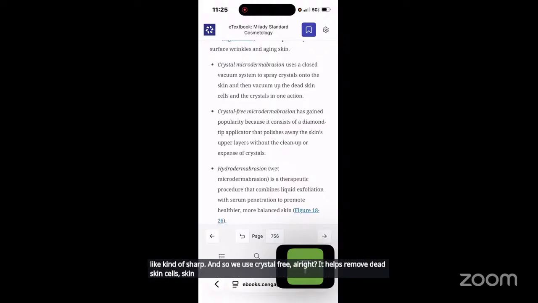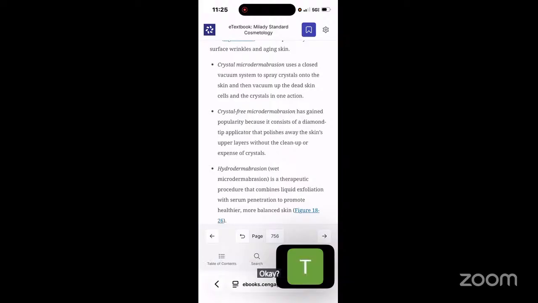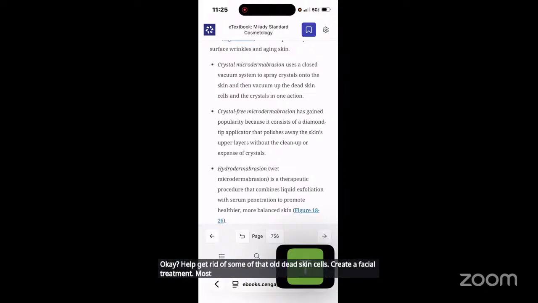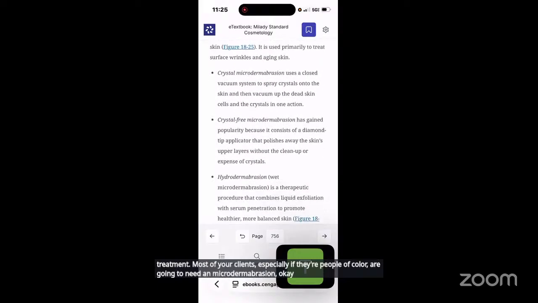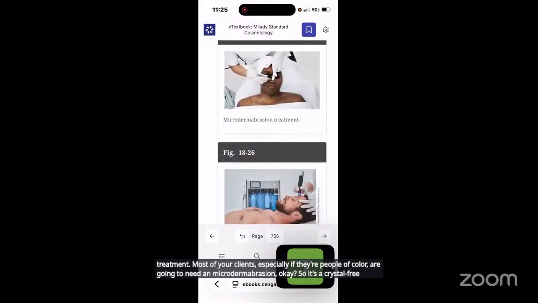A lot of times, many individuals don't need an enzyme or chemical peel. They could really use a microdermabrasion. Okay, it helps get rid of some of their old dead skin cells. Create a facial treatment. Most of your clients, especially if they're people of color, are going to need a microdermabrasion. Okay, so it's a crystal-free microdermabrasion.